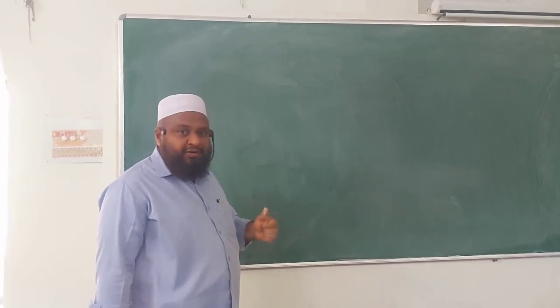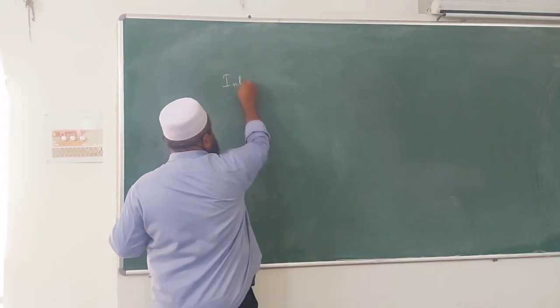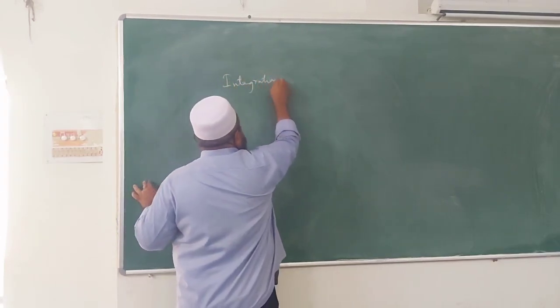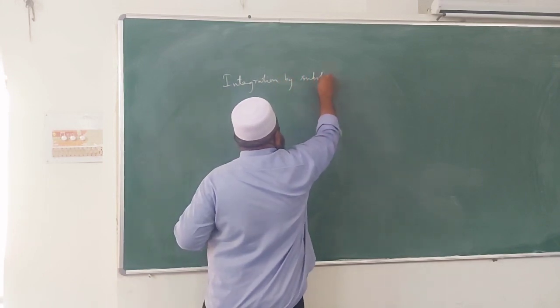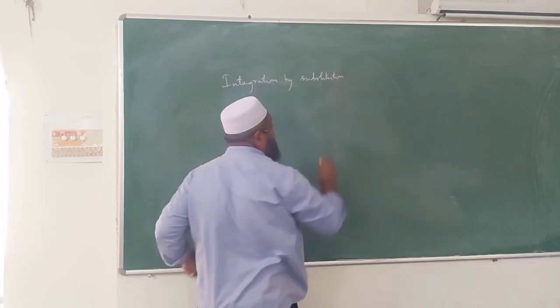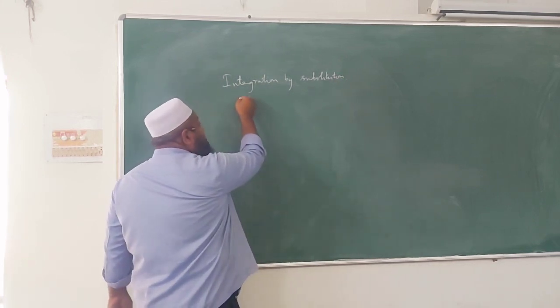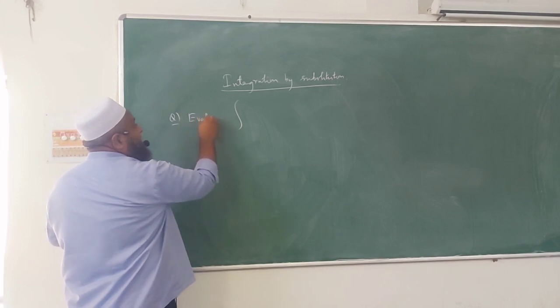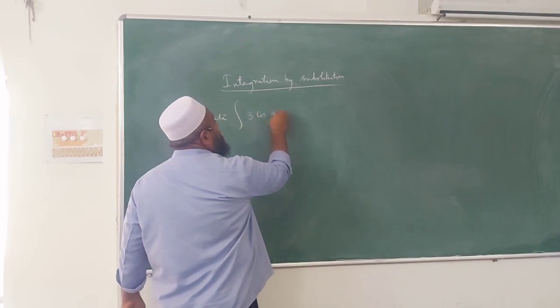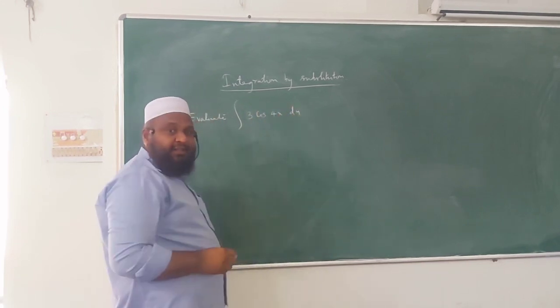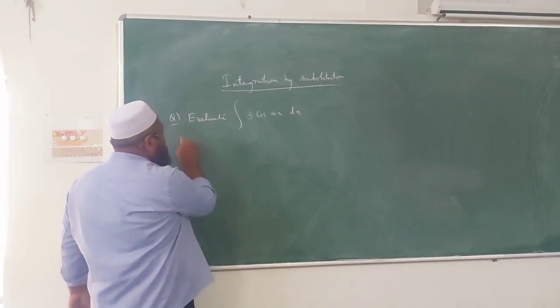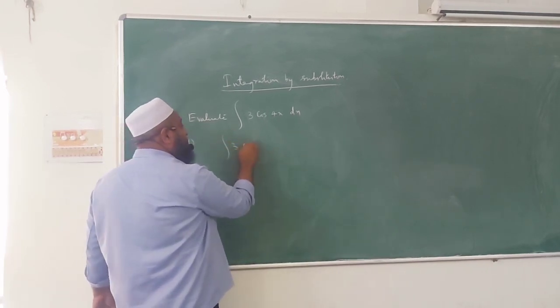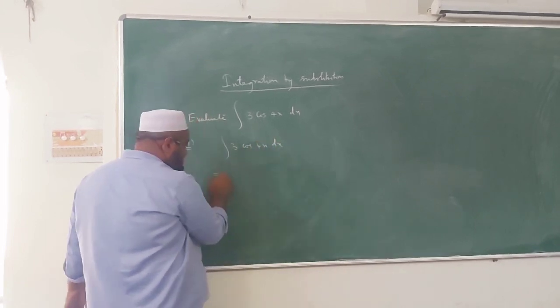Now a very important rule, that is integration by substitution. Suppose we have, I'll write the question in full: evaluate, which means find the value of, the integral of 3 cos 4x dx. So, solution: integral 3 cos 4x dx is equal to 3 coming out.